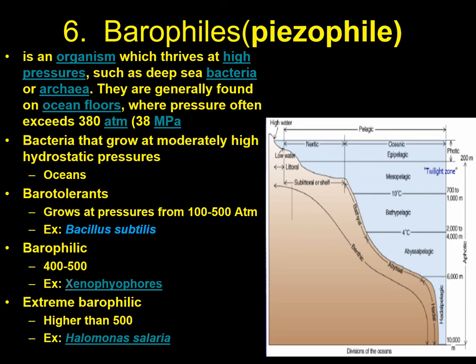Barotolerant bacteria grow at a pressure from 100 to 500 atmospheres, like Bacillus subtilis. Barophiles grow at pressures of 400 to 500 atmospheres and at depths from 100 meters to 1 kilometer, like Xenophyophores. Extreme barophilic bacteria are able to grow at higher than 500 atmospheres, like Halomonas salaria, which is able to grow from 1000 meters to 9000 meters.